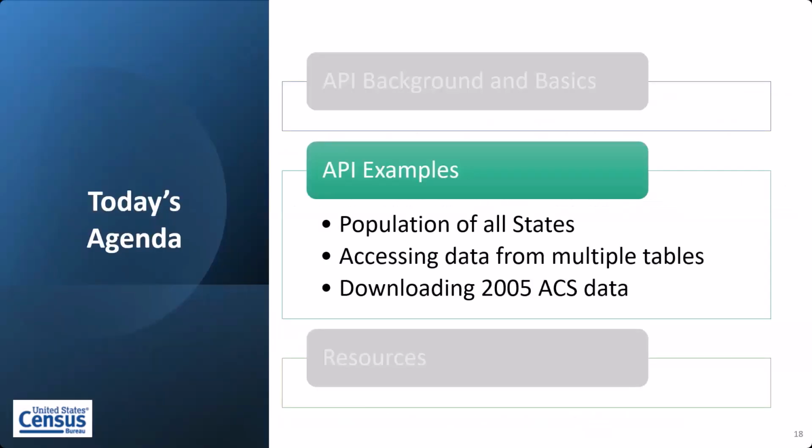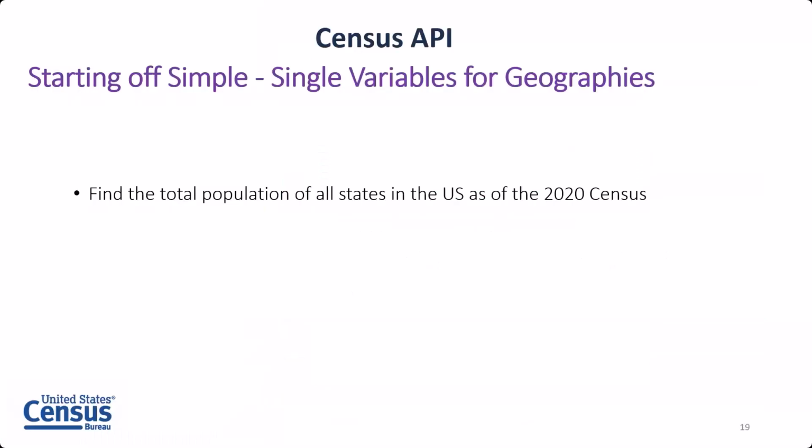All right, with that background information out of the way, let's go ahead and get started on our examples here. So again, I've got 3 examples I'm going to work through, and I'm going to start off with a really simple one, just finding the population of all states in the US. So I'm just looking for the total population of all states in the US, and the data set I'm going to use is the 2020 census.